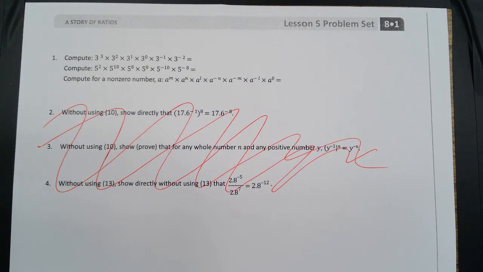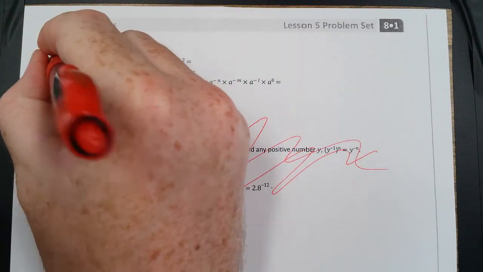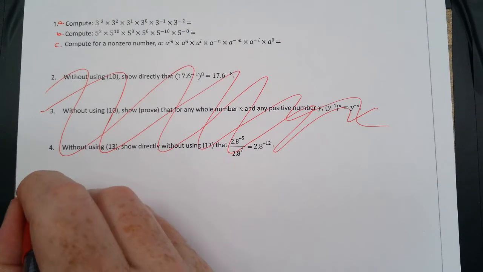Number 1 looks kind of complicated, but it's much simpler than it looks. I'm going to do number 1 for you. Let's say 1A, 1B, 1C. I will just do part A for you, and then you're going to do part B and C all by yourself. So let's look at 1A.